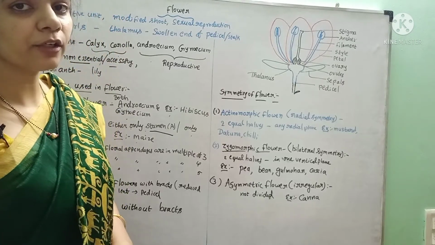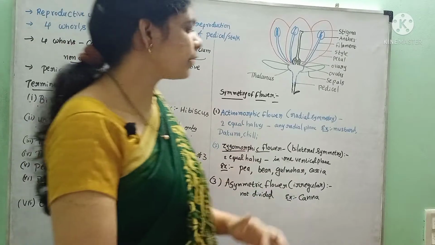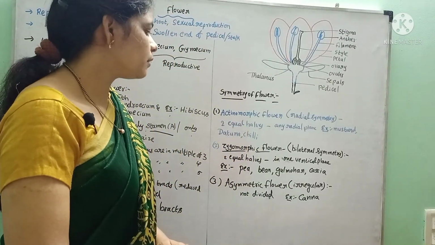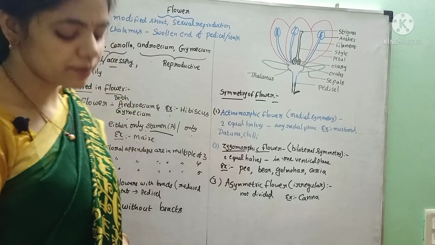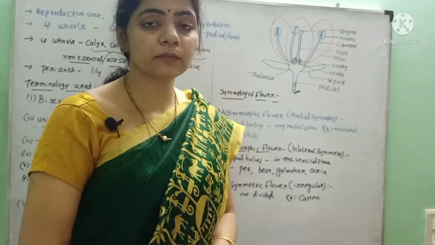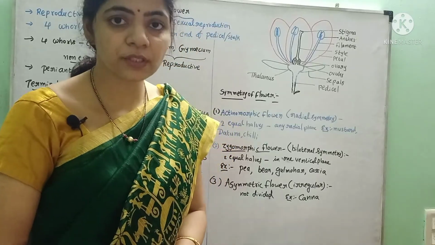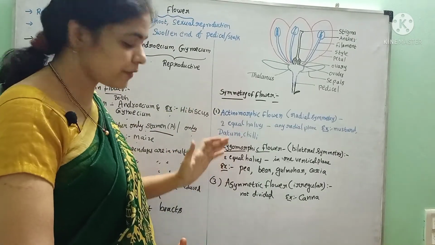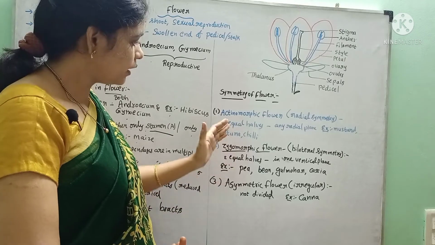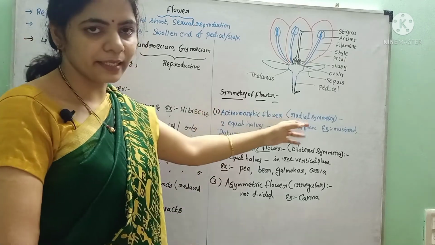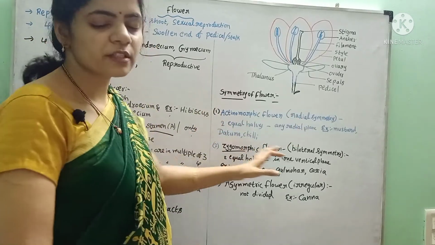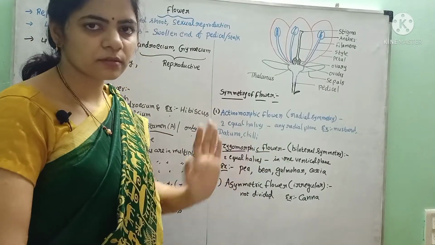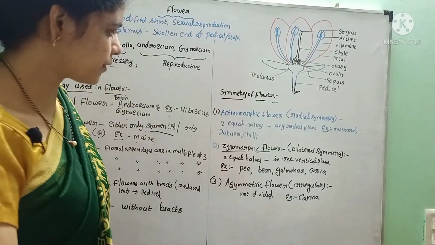That means arrangement of all the flower parts around the floral axis is called symmetry. There are 3 types of symmetries. We have studied symmetry in the animal kingdom, like radial symmetry and bilateral symmetry. We have actinomorphic symmetry, zygomorphic symmetry and asymmetric flower. Actinomorphic symmetry means radial symmetry. Zygomorphic symmetry means bilateral symmetry. Asymmetric flower means asymmetry only, irregular symmetry.